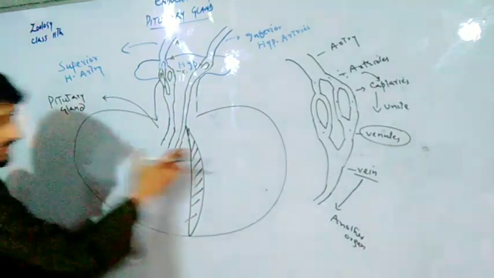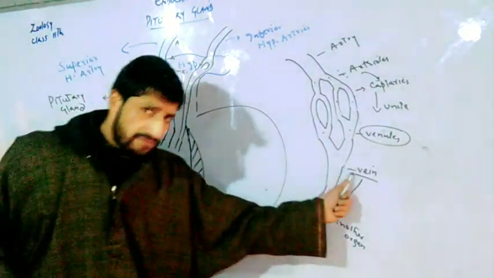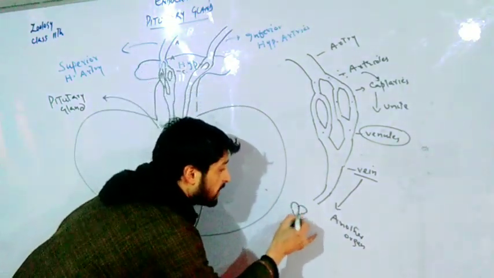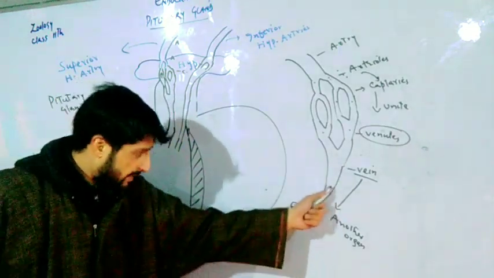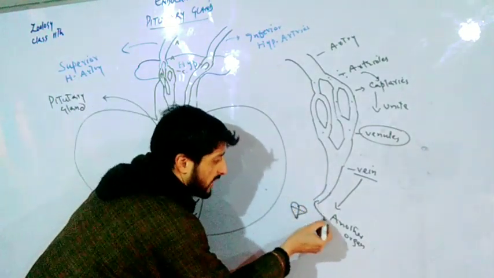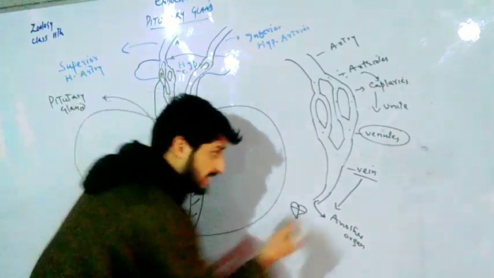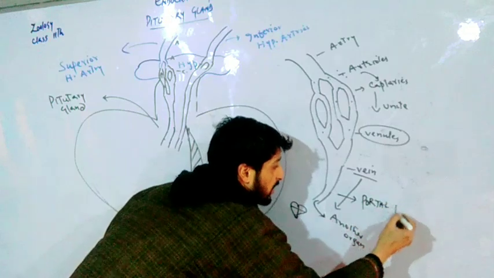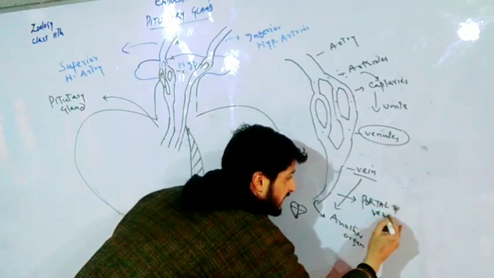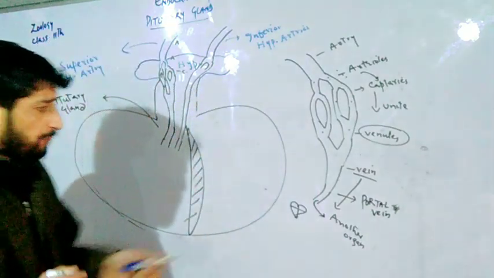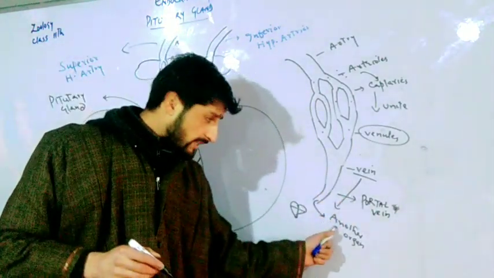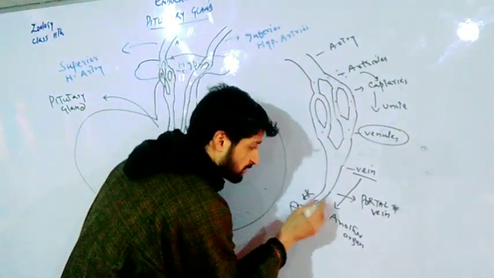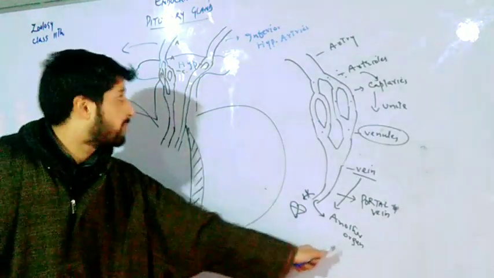This is the anterior lobe of the pituitary gland, and this is the posterior lobe. When the vein does not take its blood back to our heart, but instead takes blood to another structure of our body, such a vein is called a portal vein. It is this portal vein that does not take its blood to the heart, but takes blood to another organ or structure of our body.